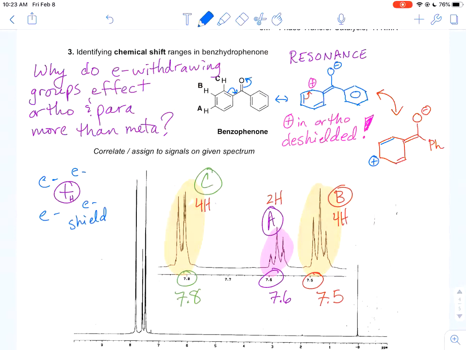So here we have the positive charge in para, and that is de-shielded as well. It's not going to be as de-shielded as the ortho position because it's a little bit farther away, but that's why we have stronger electron withdrawing effects or stronger de-shielding effects in the ortho and para position, and the meta experiences very little de-shielding. Okay, so that answers that question. That's why electron withdrawing groups, and we'll see this too with electron donating groups, effects in aromatic rings are felt more strongly in the ortho and para position and not in the meta.